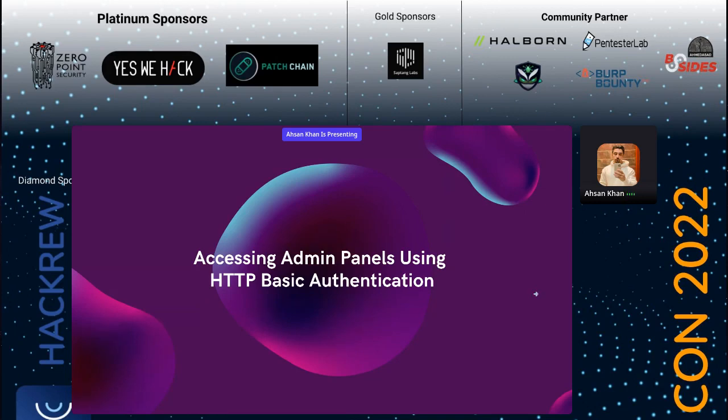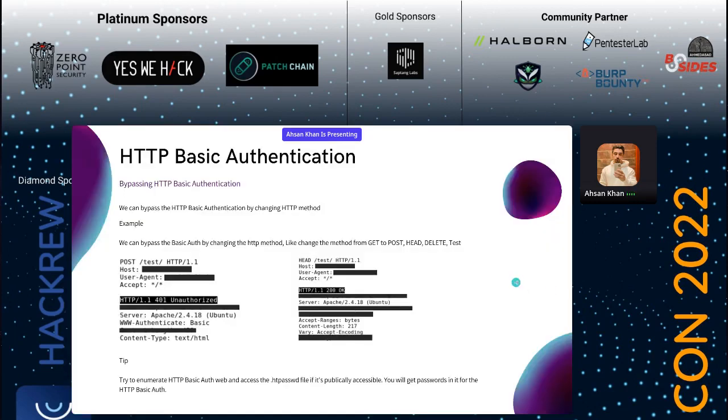Okay, let's look at accessing admin panels using the HTTP basic method. You may have come across an admin panel where a pop-up appears on the page asking you to enter a username and password, which is HTTP basic authentication. We can bypass that by just changing the method. It mostly works with the HEAD method, so you can change it from GET.